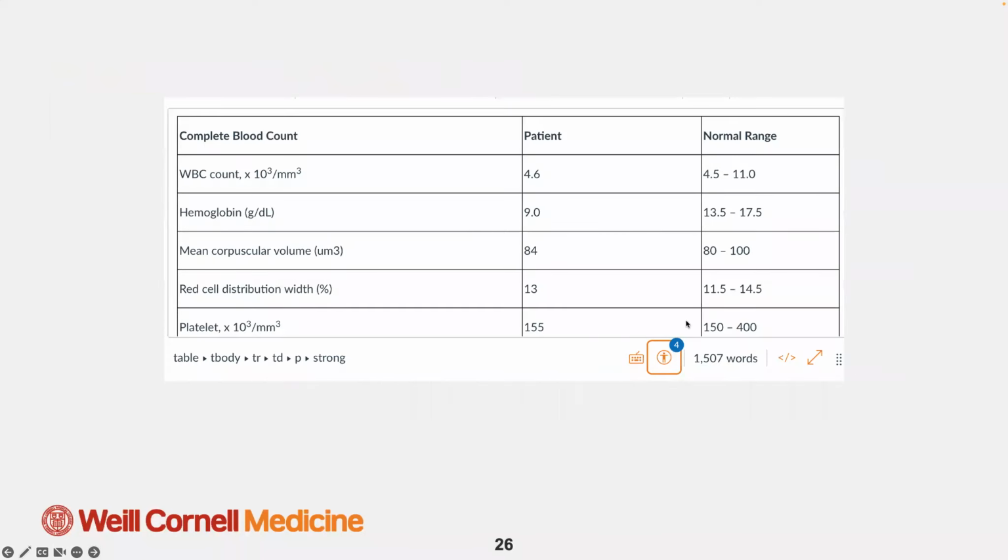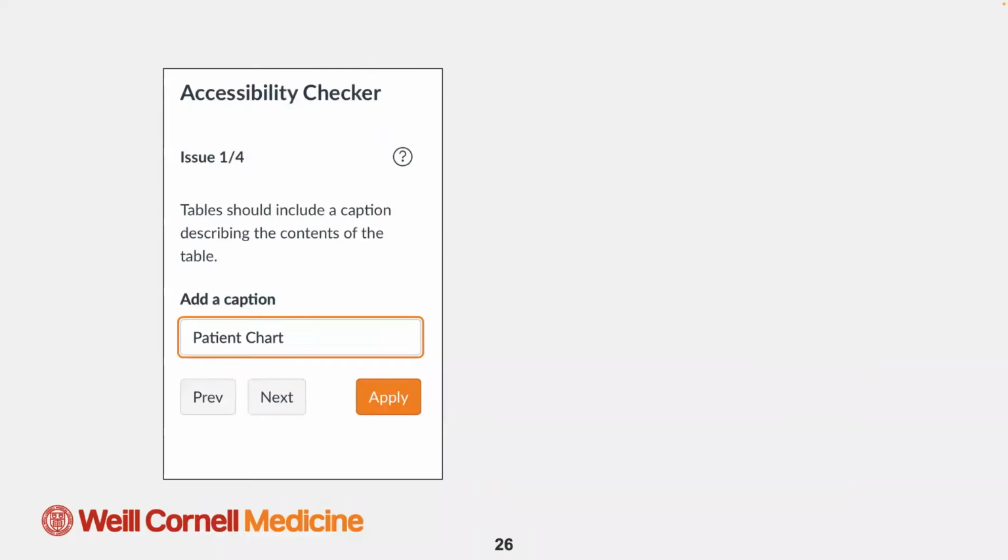This is an example of something that is really common in our courses where we have faculty that put in patient charts, and this is an example of adding it in. Then at the bottom of the rich content editor, you're going to see a little guy standing straight here with a number 4 stating that there are 4 accessibility issues on this specific page. The accessibility checker will walk you through each one of those accessibility issues that it locates.